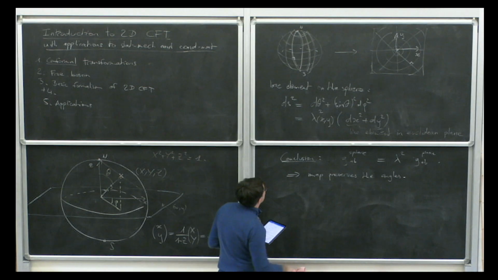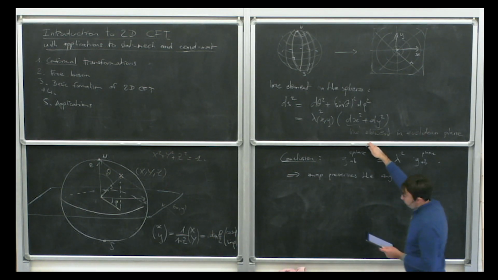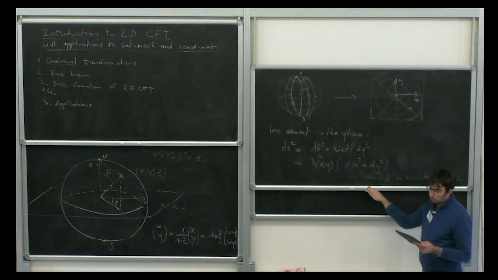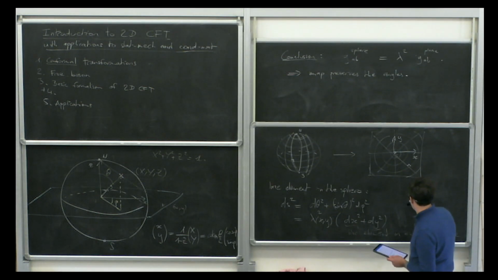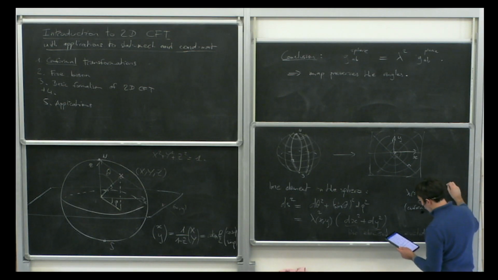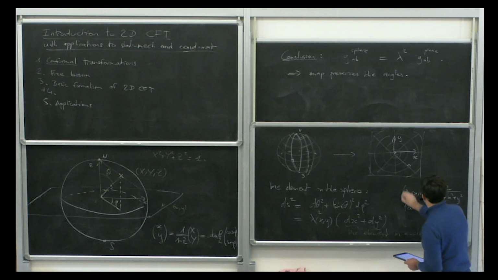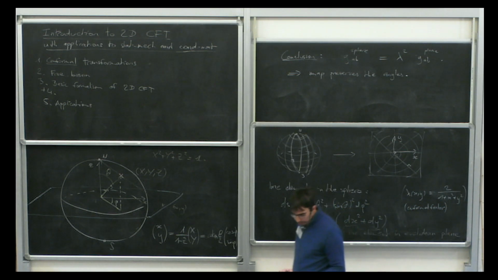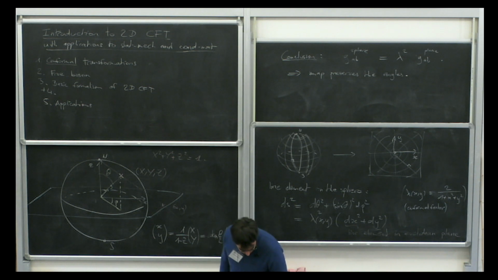Okay, what is this lambda? If you do the calculation, you'll find that this lambda of (x, y) has a name, it's called the conformal factor. You can compute it, in this case it's very easy, and you'll find that it's 2 over 1 plus x squared plus y squared. And it's not particularly important. Perhaps we'll come back to that later.